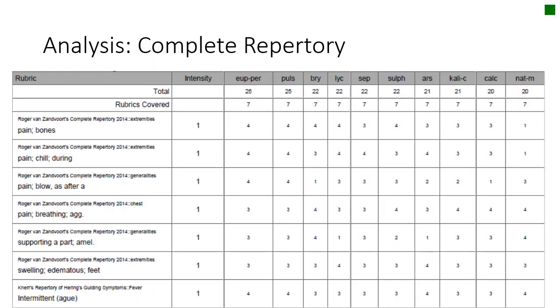I have once again used the complete repertory, which is an integral part of HomeoQuest. And these are the results that we get. So there are 7 rubrics with eupatorium leading with 25 points and sharing that space with pulsatilla, followed by bryonia, lycopodium, and the rest of the remedies like CPR, sulfur, arsenicum.